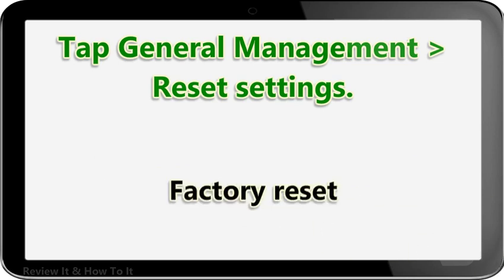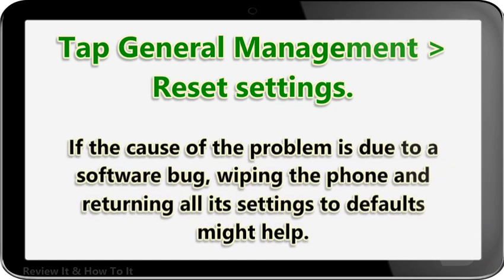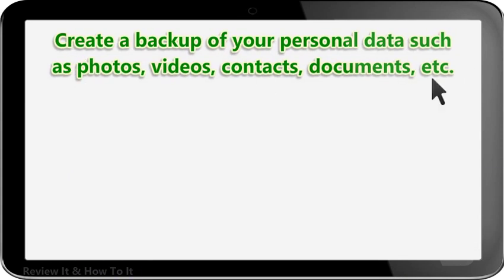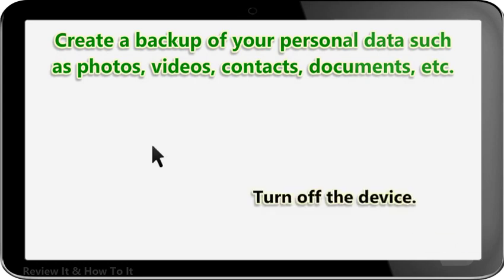Factory Reset. If the cause of the problem is due to a software bug, wiping the phone and returning all its settings to defaults might help. Create a backup of your personal data such as photos, videos, contacts, documents, etc. Turn off the device.